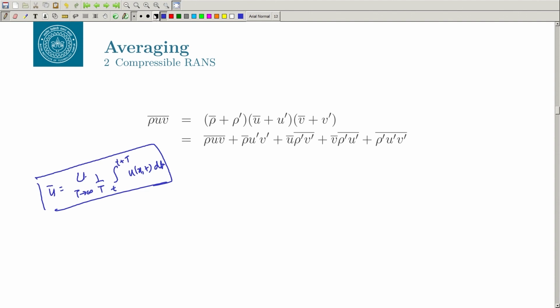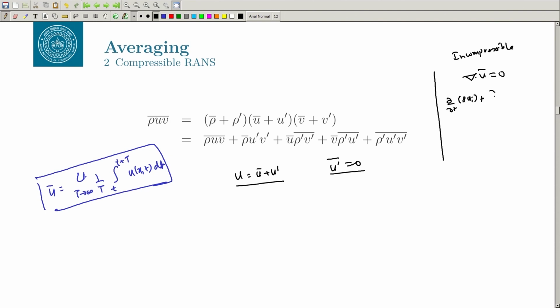How we did it last time: we said that u is equal to u bar plus u prime, and that u prime bar was equal to 0. Then we got the incompressible continuity equation, which was nothing but del dot u bar equal to 0. This was incompressible. And then del by del t of u_i bar plus del by del x_j of u_i u_j bar, with the bar here. I am not using rho because it is incompressible flow. Then it was del by del x_j of tau_ij bar minus rho u_i prime u_j prime bar, and plus minus del p bar by del x_i. This we have done by just doing the averaging.